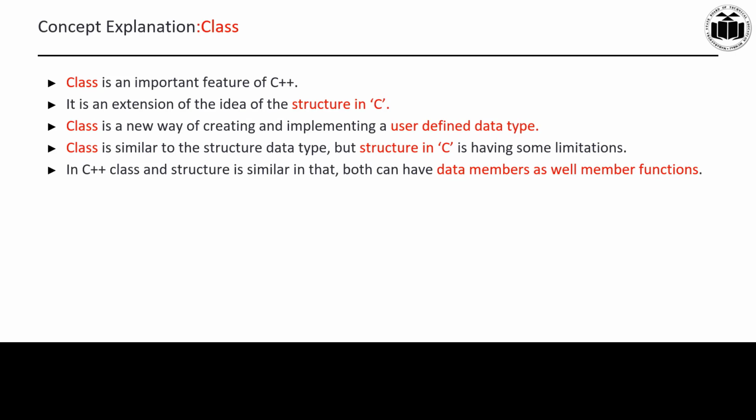Now what is the difference between class and structure in C? So class is an extension of the structure in C. Now in structure in C, you have already learned that you can store heterogeneous data elements. Only data elements you can store in structure. But class is a user defined data type like a structure, but in class we can have data members as well as member functions.